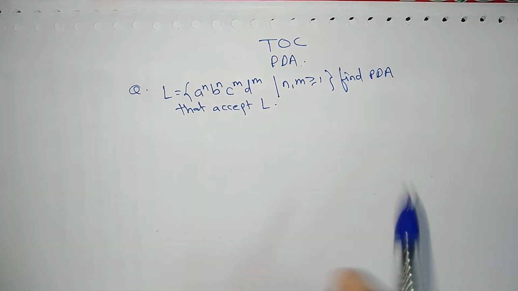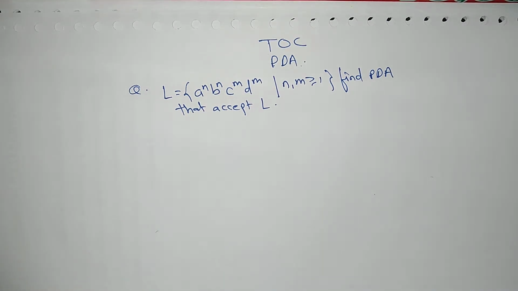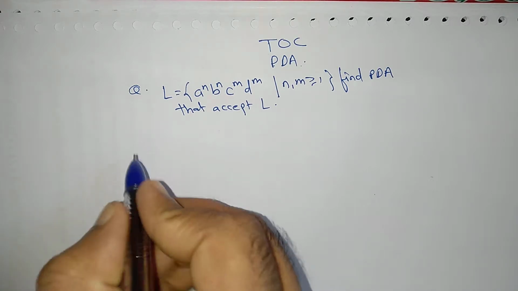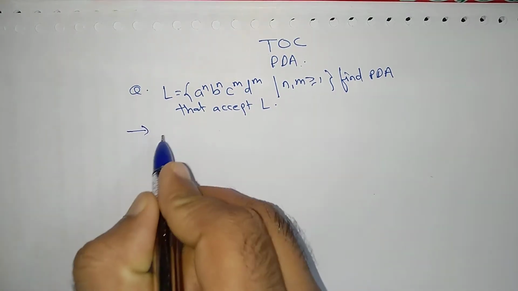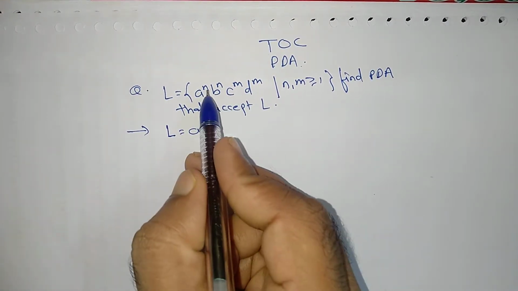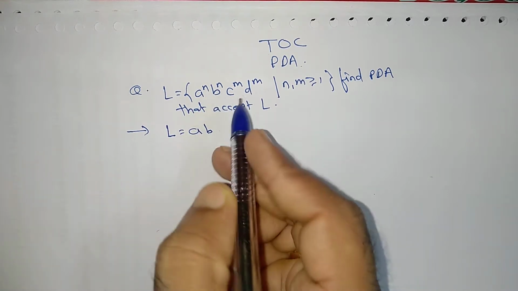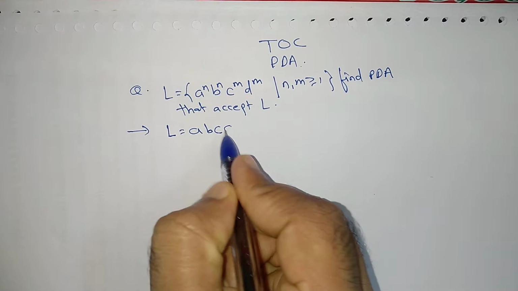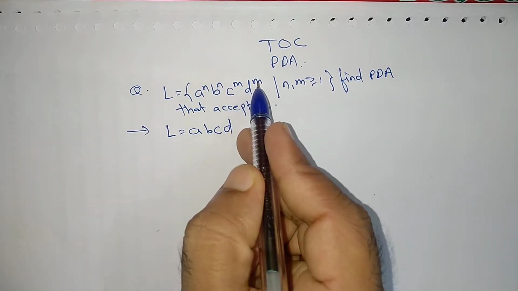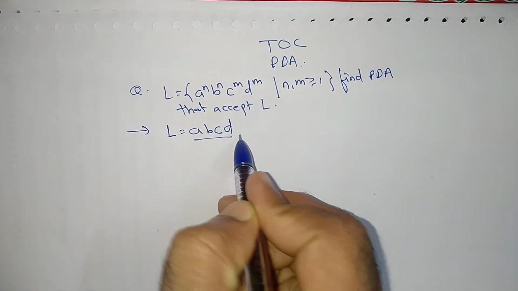As we know, if we can draw a pushdown automaton, then we can say it's a context free language. We'll start here. First we'll try to define the language. What will be the language? A and B are equal in power, a to the power n, b to the power n. Both powers are equal. Then C and D, m and m, so both are equal. That will be the minimum length of the language.